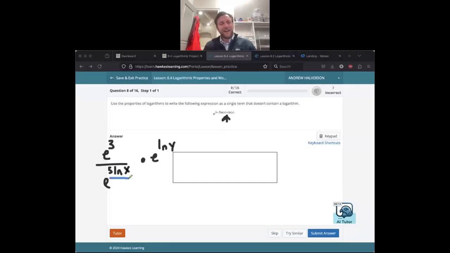This 5 ln of x, we can take that 5, and remember the power rule of logs. We can move that 5 as the exponent of the x. And so we'll take the whole thing again, e to the 3, but this time it becomes ln of x to the 5th, and then times e to the ln of y.